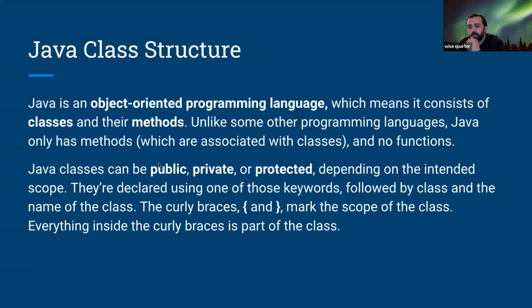Java classes can be public, private, protected. We're going to learn a little bit more about these depending on the intended scope. So if we have a class created in Java, we decide if it's going to be available in other packages, if it's going to be available to all the other parts of the application that we're creating, or if it's going to be private or protected, depending on the scope, the access level. So this determines the access level. They're declared using one of these keywords followed by the name of the class, curly braces, and we're going to see these right now.